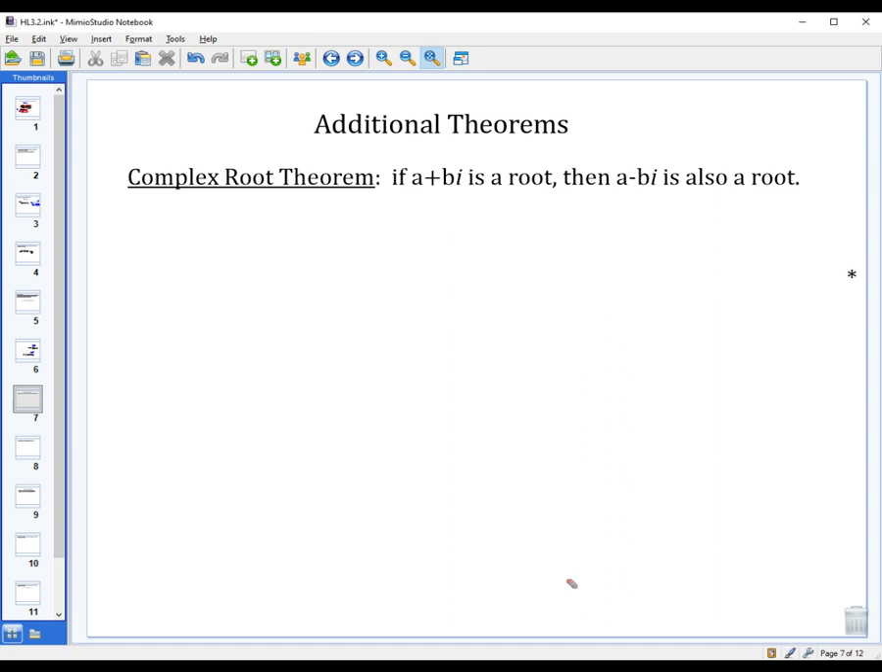All right, another theorem is when we have complex roots, there's always the conjugate pair, meaning if you have x plus 3i, then there should be x minus 3i. If you have 2 plus 5i, then you should have 2 minus 5i. There's always conjugate pairs.